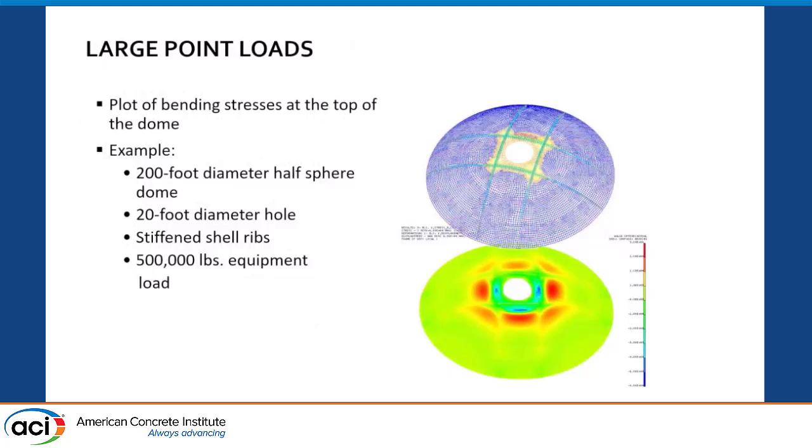Another thing we can look at is if we've got large point loads on a hemisphere, or anything. For example, this is a 200-foot diameter dome with a 20-foot opening in the center of it, and we had to support 500,000 pounds on top of there. We were able to look at this and say, okay, if we stiffen that, not only are we adding a point load up here, but we're changing our geometry as well, and we could account for both of those.